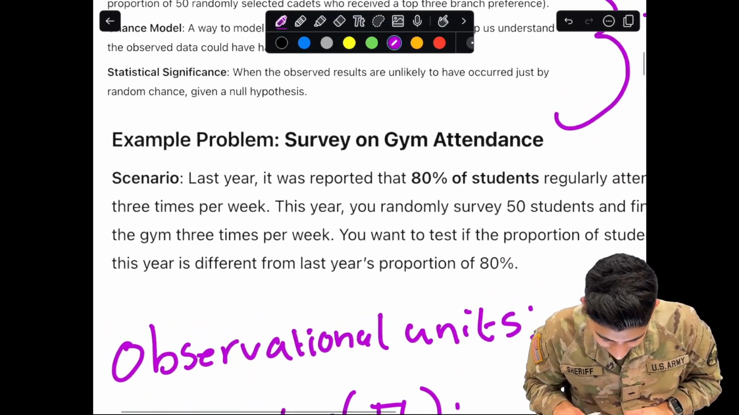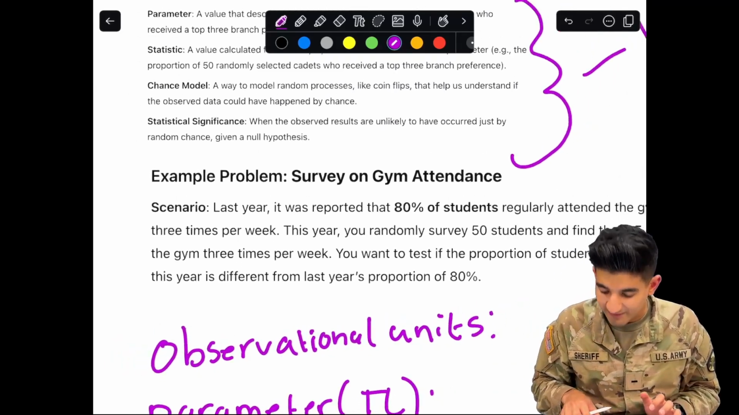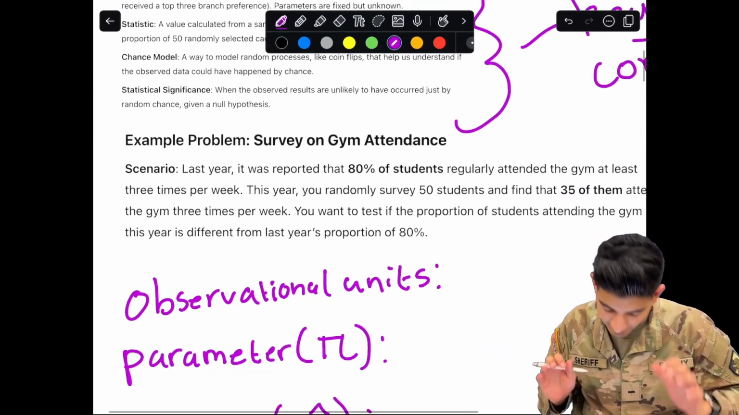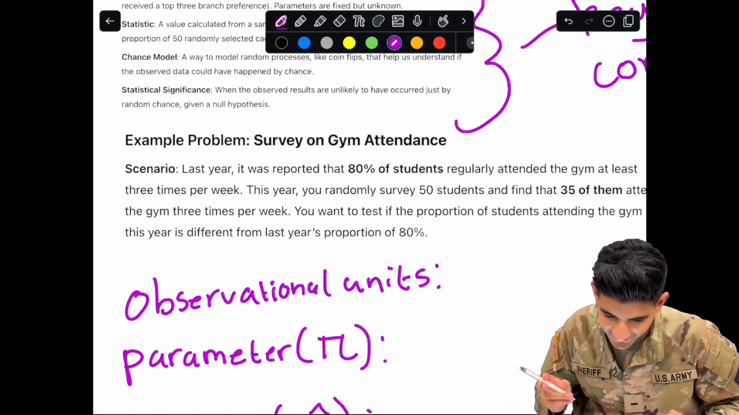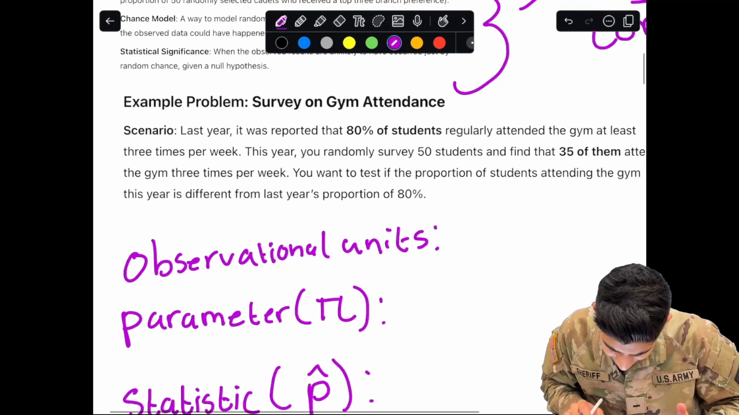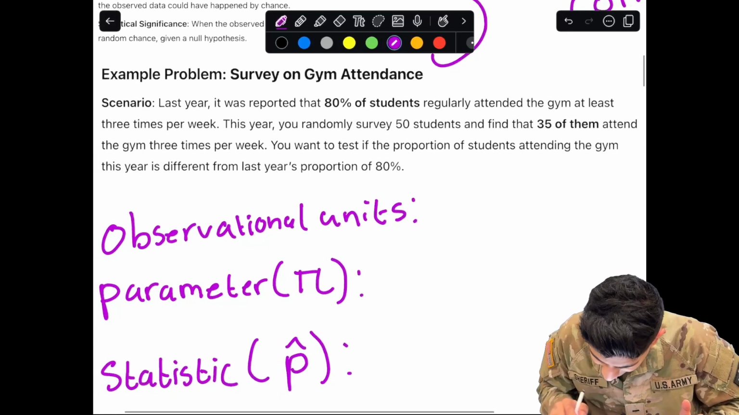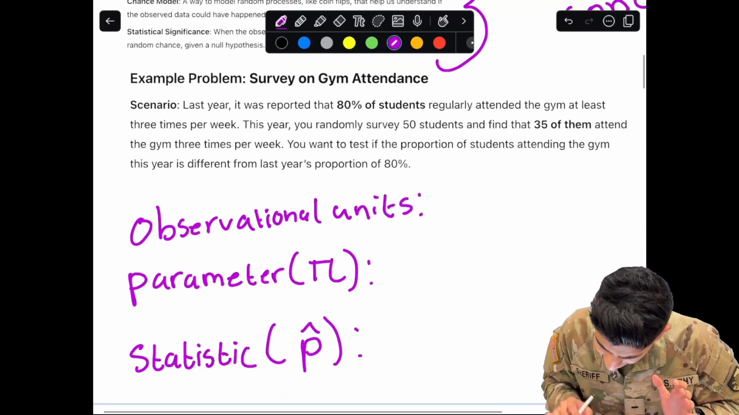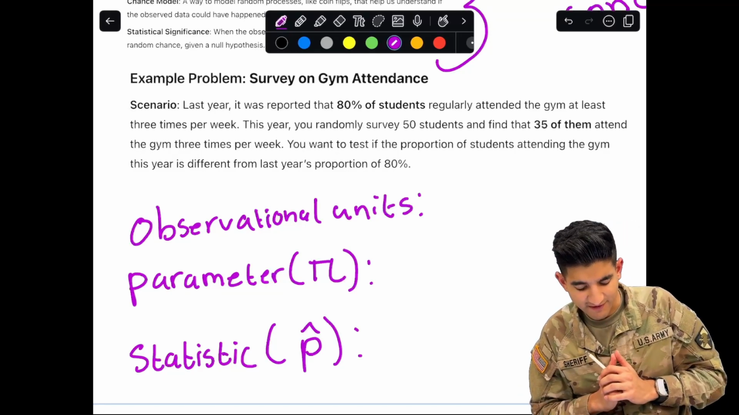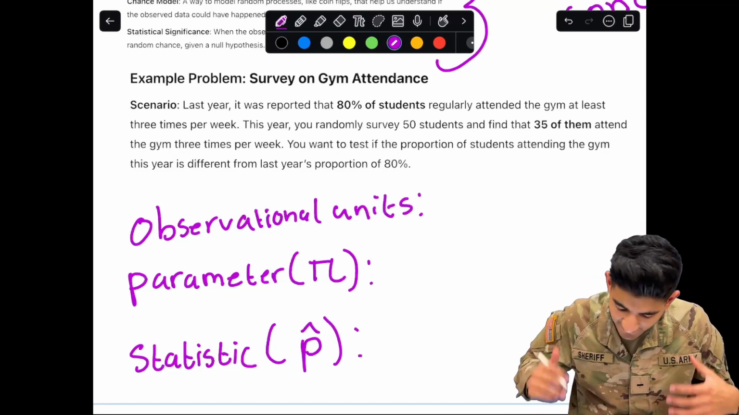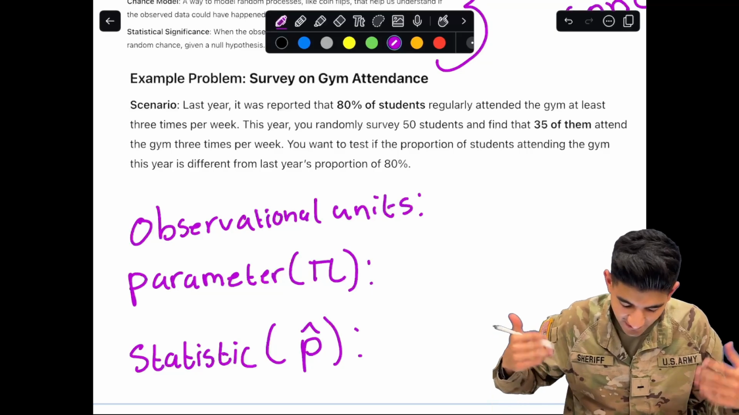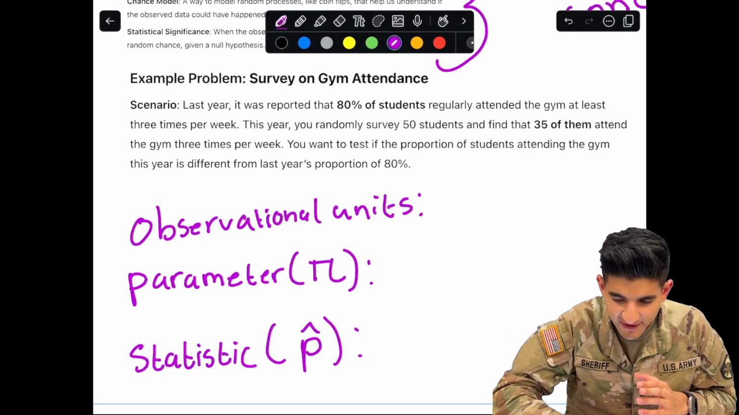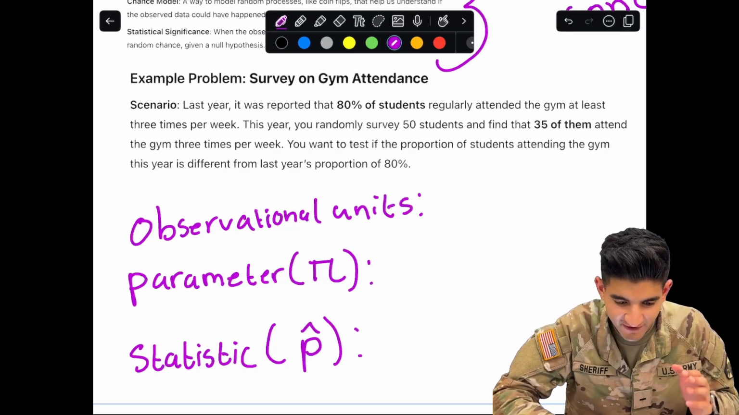So over here, I have an example problem, and we're going to use gym attendance instead of the branch thing. So I'm going to read it out, and we're going to tackle it. All right, let's do it. Last year, it was reported that 80% of students regularly attended the gym at least 3 times per week. This year, you randomly survey 50 students and find that 35 of them attend the gym 3 times per week. You want to test if the proportion of students attending the gym this year is different from last year's proportion of 80%.